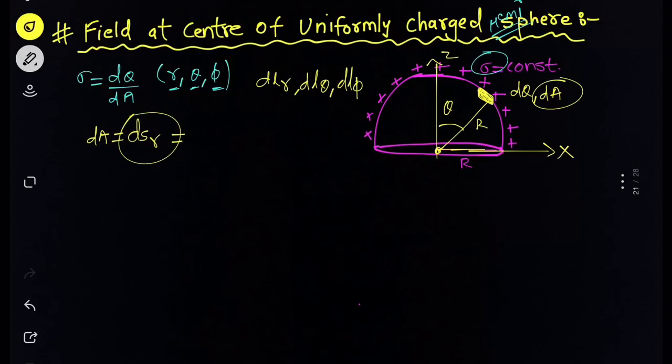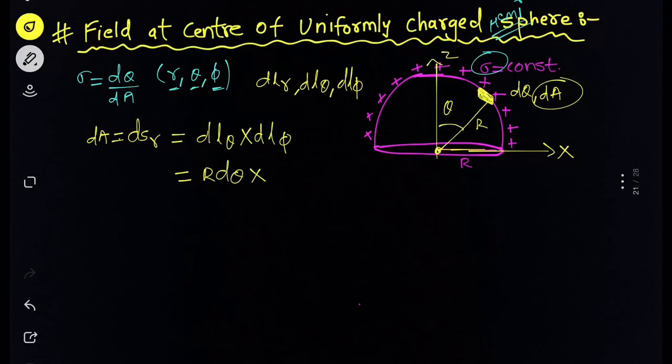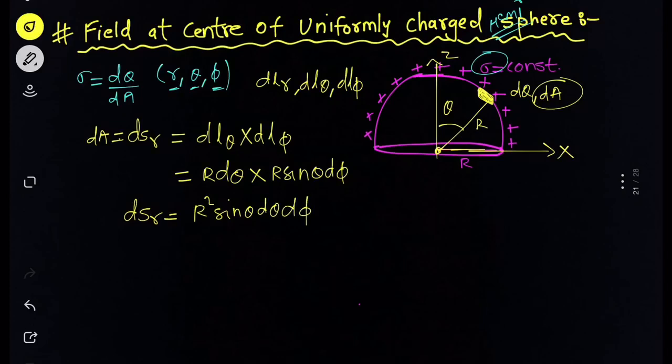So to find dS_r, we have to take the cross product of dl theta and dl phi. So dl theta is r d theta and dl phi is what? r sin theta d phi. These were the small displacement elements in the respective directions. So here dS_r or dA would be r square sin theta d theta d phi. Now here we don't have variation of r, and it's obvious because we have charges at a distance capital R everywhere from the center, so we don't have to vary r. So we'll now proceed with it.